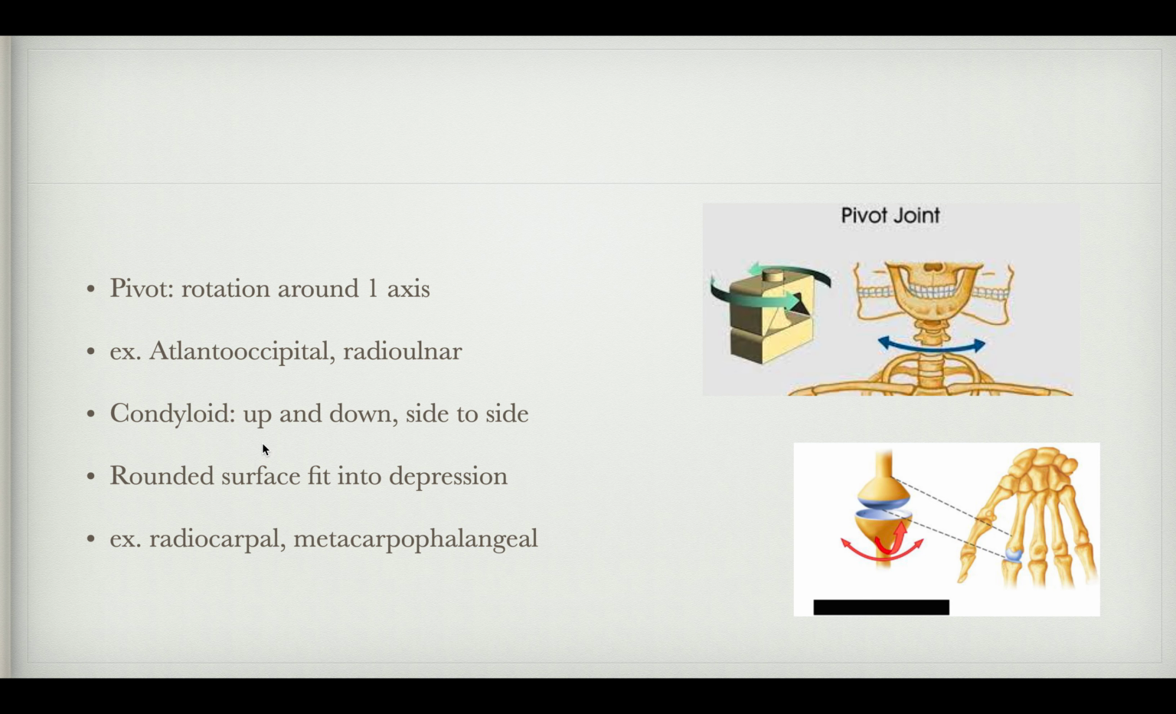Condyloid joints provide up and down movement and side to side movements. It's when a rounded surface fits into a depression. And they're found in the radiocarpal and the metacarpophalangeal joints. But if you can see here, it allows your finger to make almost like a circumduction movement.